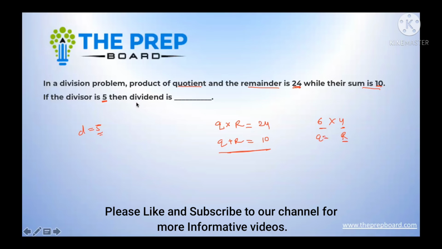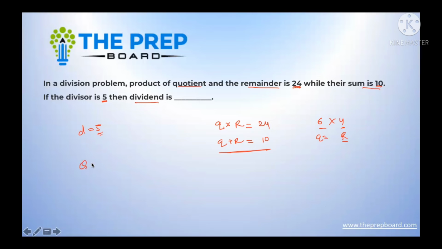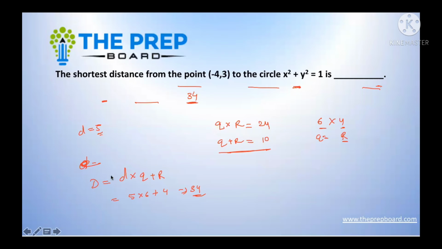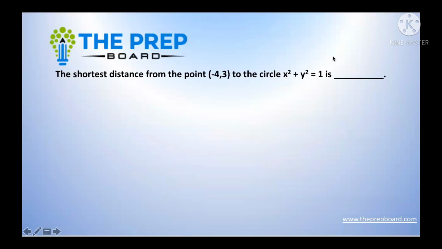Now we need to find the dividend, which we represent by capital D, and we know the dividend is divisor into quotient plus remainder. The divisor is 5, the quotient is 6, and the remainder is 4. So the answer should be 34. Is that clear? It's a very basic and easy question, and our target is to pick the easy questions and answer them to clear the cutoffs.